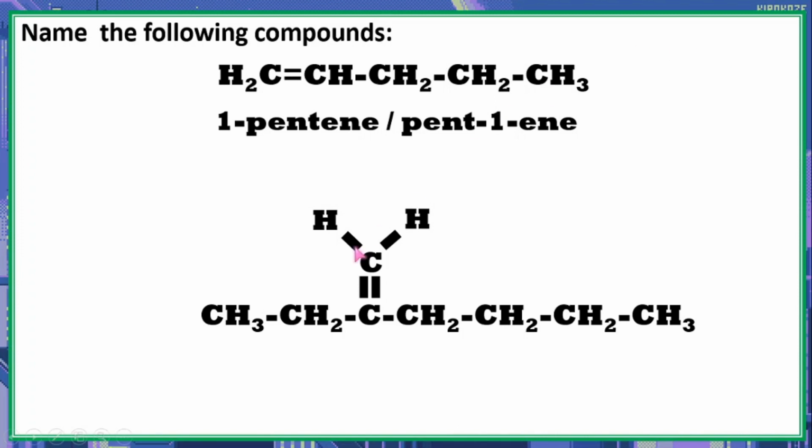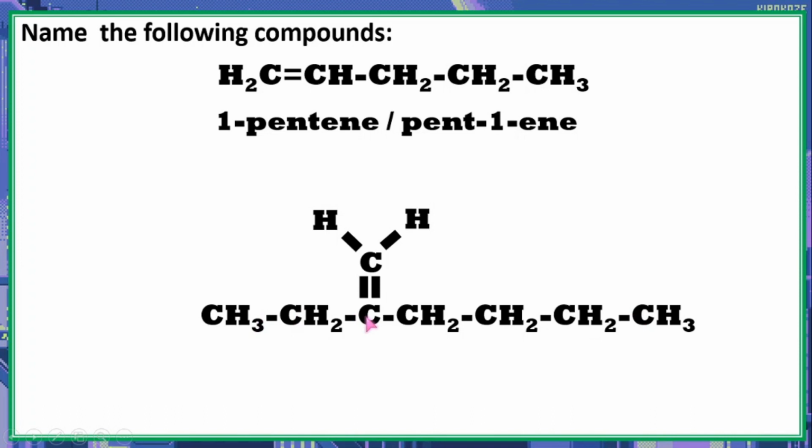Next, name these compounds. First, determine the longest chain by counting the number of carbon atoms with a double bond. 1, 2, 3, 4. 1, 2, 3, 4, 5, 6. Since the longest chain is moving this way, it is the parent chain, and it is called hexene.